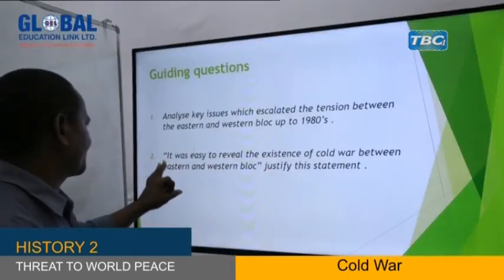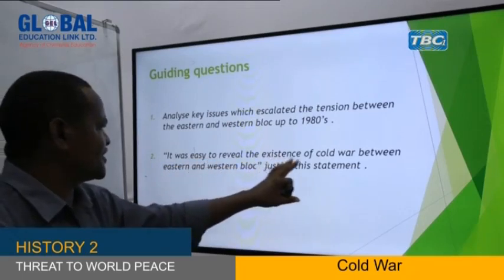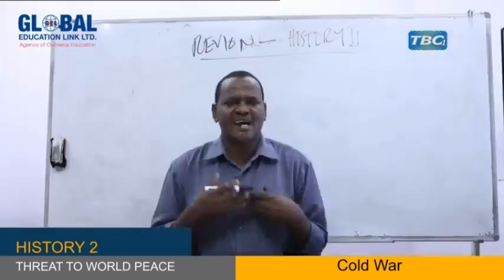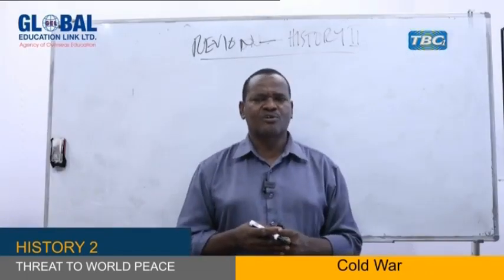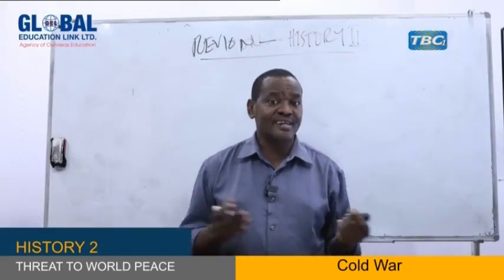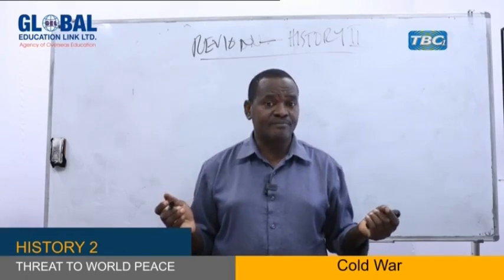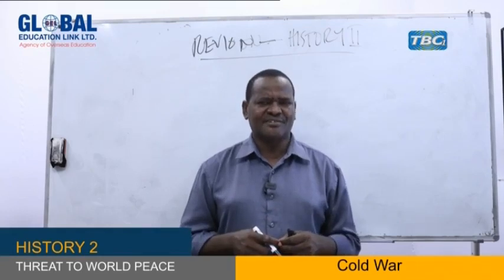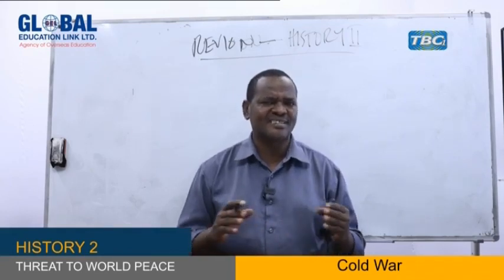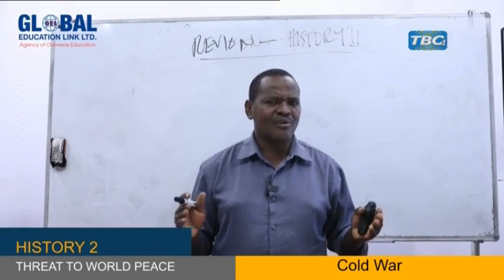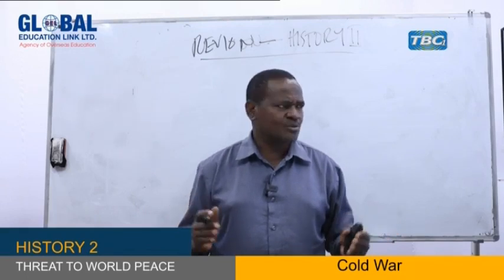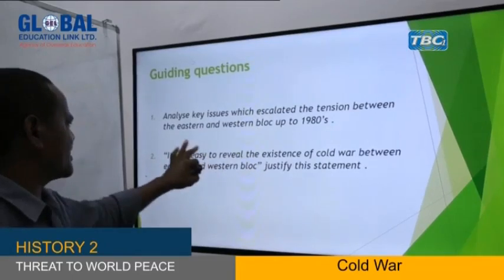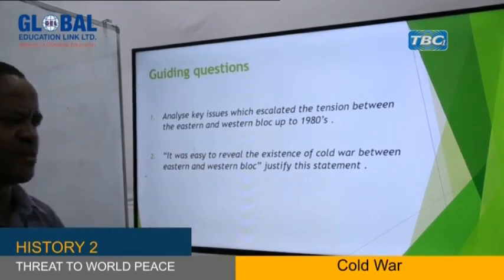The second question: it was easy to reveal the existence of the Cold War between the Eastern Bloc and Western Bloc. Just by this statement, how can you reveal that there was a Cold War? I said earlier that somebody can come and ask you a very challenging question, saying there was no Cold War, you're just bluffing, it's just an imagination. So how are you going to prove, my students, that there was a Cold War? This is what the question wants: it was very simple to show that there was a Cold War.